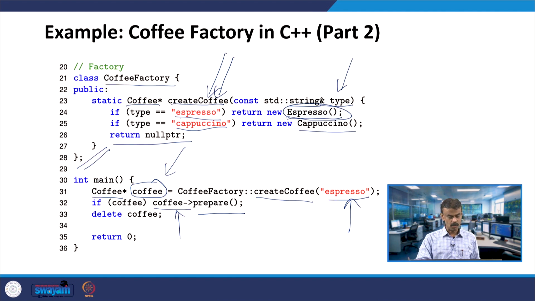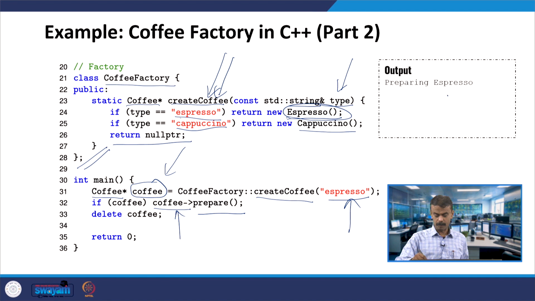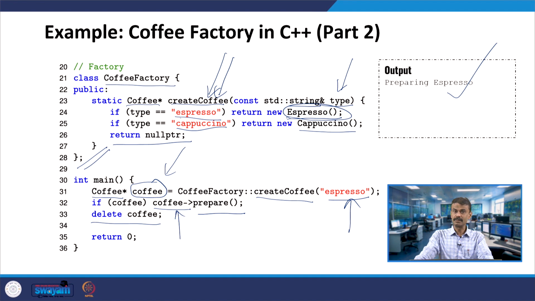When I run the code, I have to get the output preparing espresso, and then I am deallocating the memory for the object coffee. The delete coffee is indicating that I am deallocating the memory. Then you are having return 0. So, I will get the output preparing espresso. I hope it is clear for everyone.